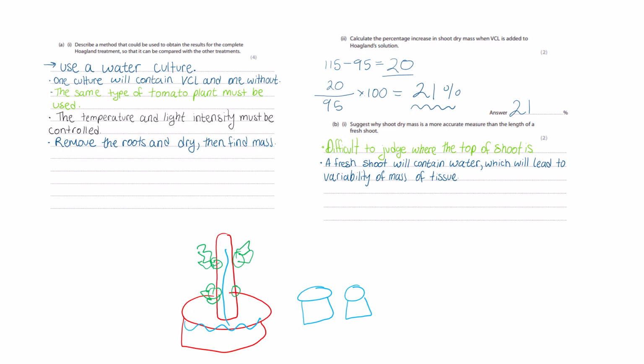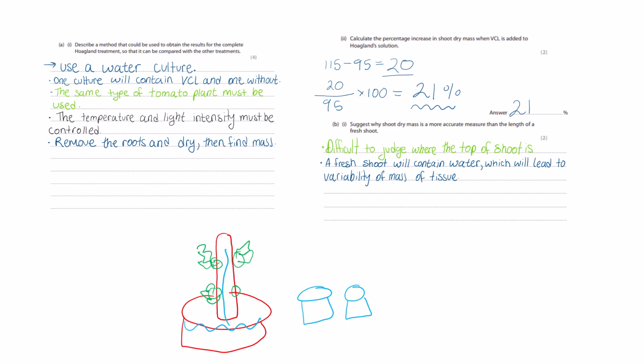Okay, so if you look at the previous graph, I labeled 115 and 95. So we're going to get 115 minus 95, which gives us 20. Now 20 over 95 times 100 is going to give us 21%.